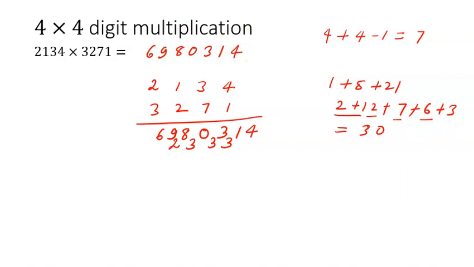So I hope you are able to get this process. So the idea is that this process can be generalized, and to multiply a 4 and 4 digit number, we have performed 7 steps. So this is all in this video.